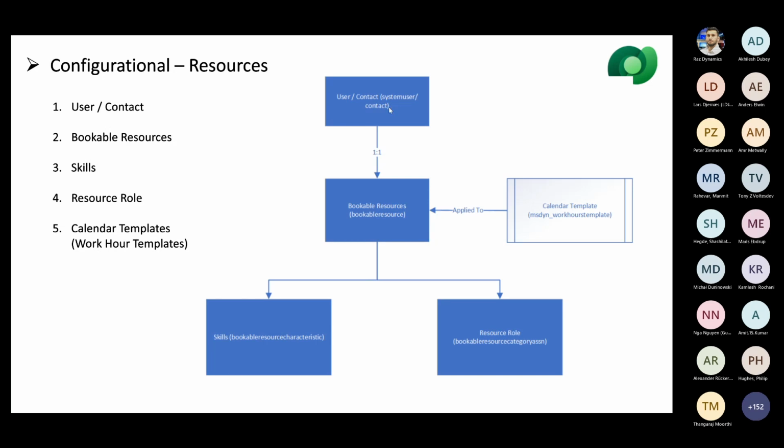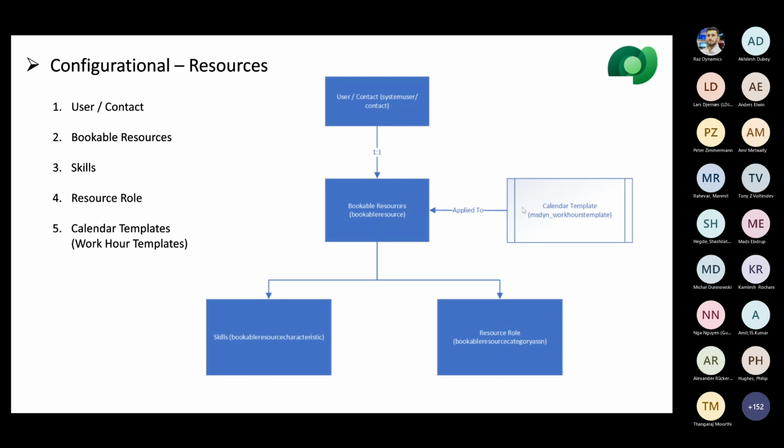So there are different types of bookable resources you can create. The only caveat here is that one system user can only be tied to one bookable resource. Although you have a lookup of user in bookable resource, you can only have one user tied to it. If you try to create another bookable resource with the same user, that will fail, and you won't be able to create that. And again, what happens to the bookable resource? A calendar template is tied.